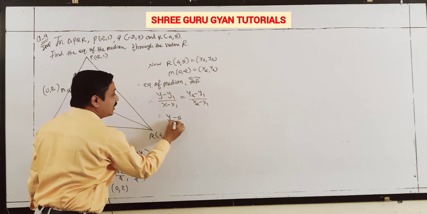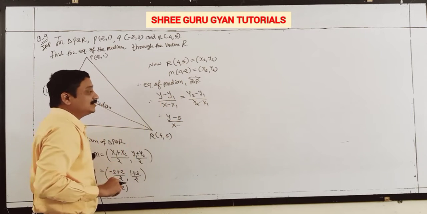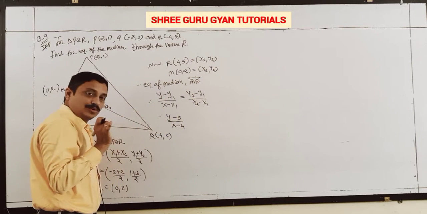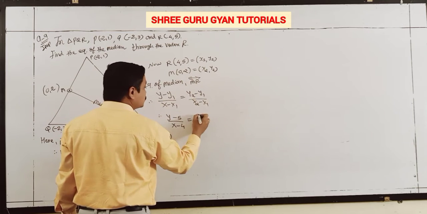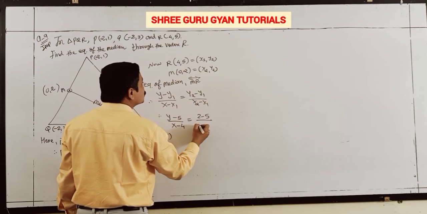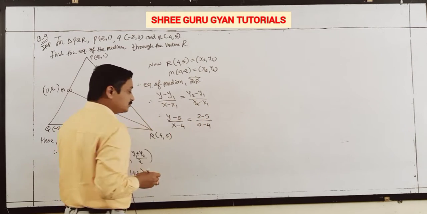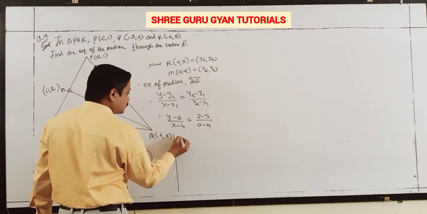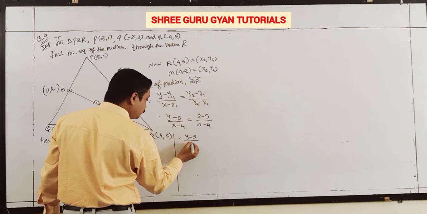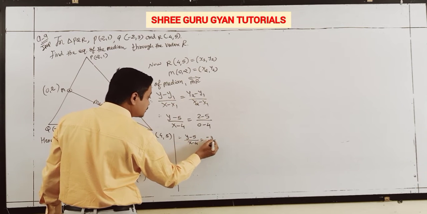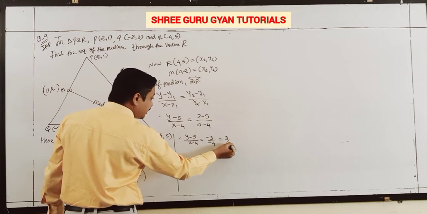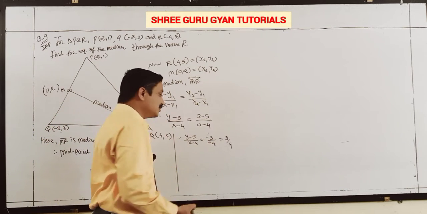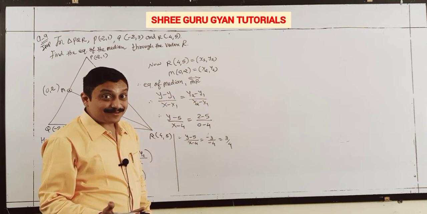And students, you know the property: whenever two points are given, put R as x1, y1 and M as x2, y2. y1 I have 5, x1, what is x1? 4. Yes, y1 is 5, x1 is 4. And now y2 minus y1 is 2 minus 5, x2 minus x1 is 0 minus 4. Now you take the calculations. So y minus 5 over x minus 4 equals minus 3 by minus 4. How much? Minus minus is gone. It is 3 by 4.